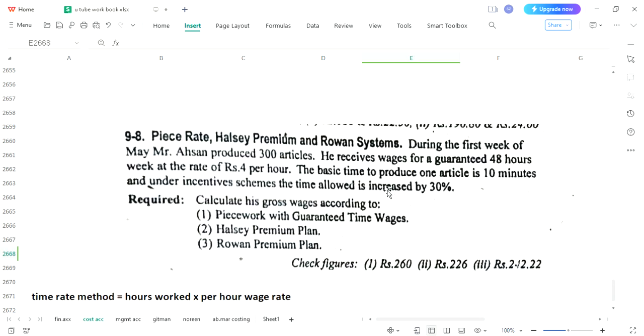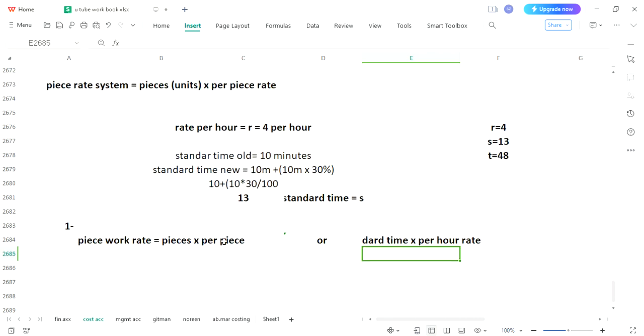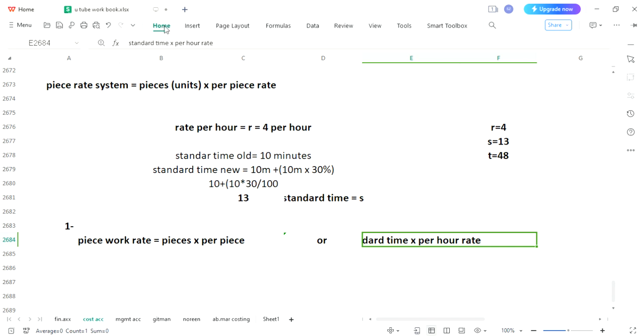Now we will calculate our standard time for 300 pieces. To calculate our piecework, I will let you know two main methods, and in both ways you will get the same answer. We need to get our standard time. For this, again, the similar famous unitary method would be used.